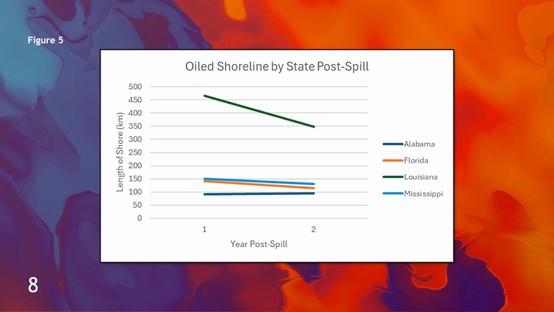During the time between year 1 and year 2, the oiled lengths of shoreline fell only slightly in Florida and Mississippi, and actually increased from 91.4 kilometers to 95 kilometers in the state of Alabama.